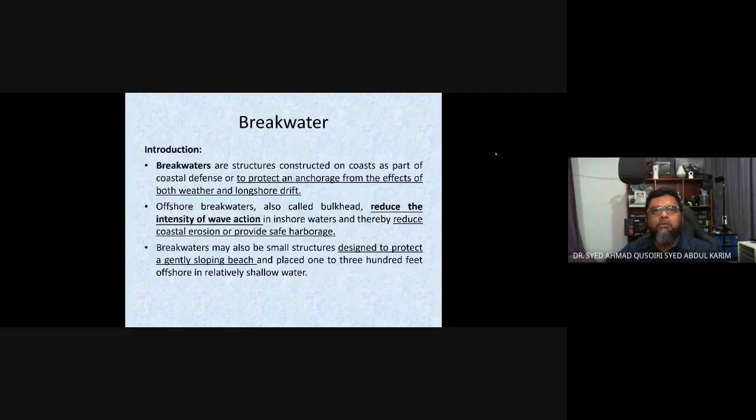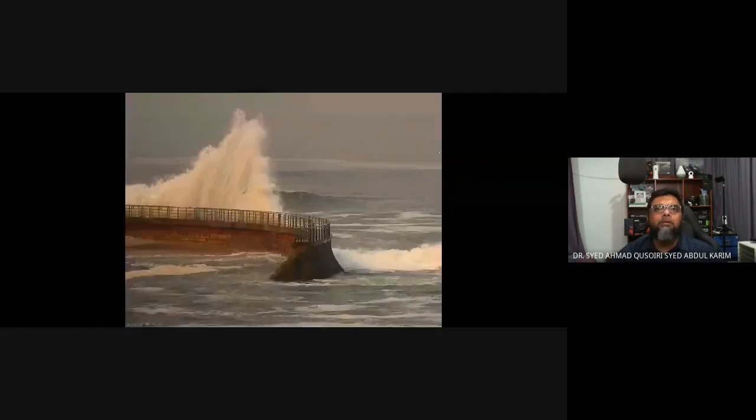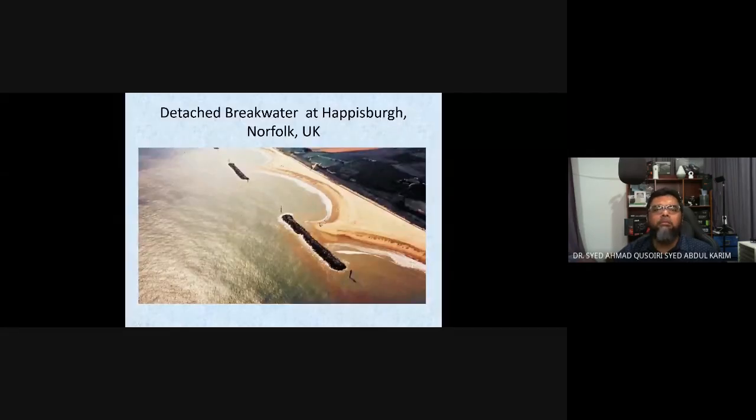Breakwater can also be small structures to protect the beach. Okay. Ini biasanya untuk protect tempat kapal berlabuh macam tu lah. Yang ini untuk protect the beach.